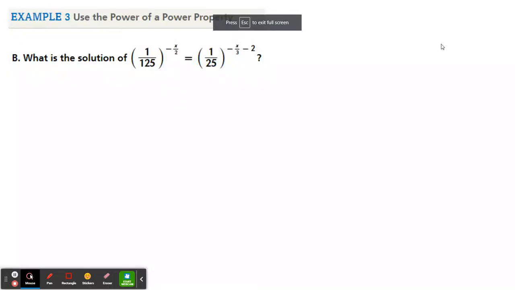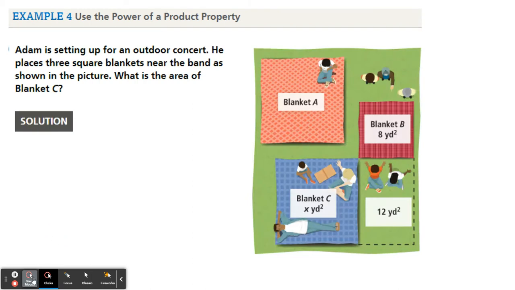Okay, Algebra 1, here comes video 2 with these exponents and all these properties. Example 4 says, Adam is setting up for an outdoor concert. He places 3 square blankets near the band as shown in the picture. What is the area of blanket C?